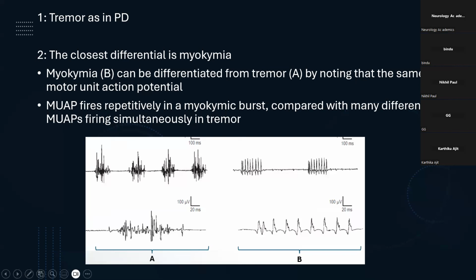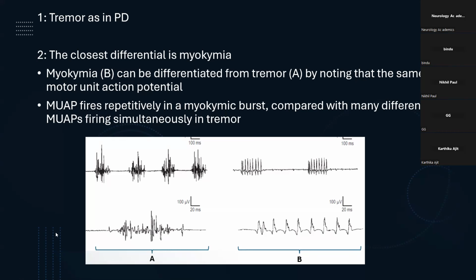And both are differentiated if you observe the motor potentials. Here we can see this is the tremor and this is the myokymia. Here we can see myokymic bursts. The MUPs are firing separately. It's a group of axons firing separately. That is myokymia. On the other hand, the other ones are voluntary, very similar to motor neuron potentials firing simultaneously.